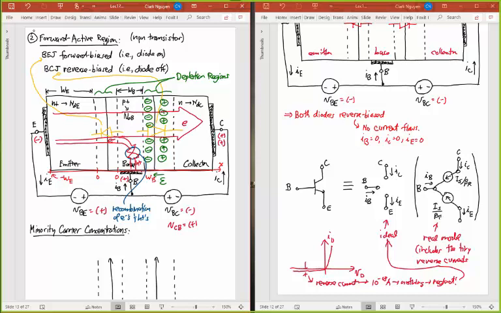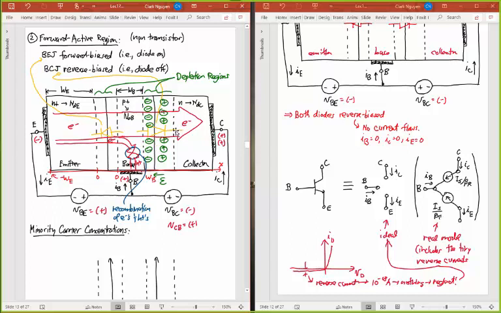So these are all electrons that came all the way from the emitter, crossed the base, and made it to the collector. This is the current that we care about right here. And you'll see why, not in a second, but a few lectures down the line, and also in the next lecture, you'll see why we care most about this current component.